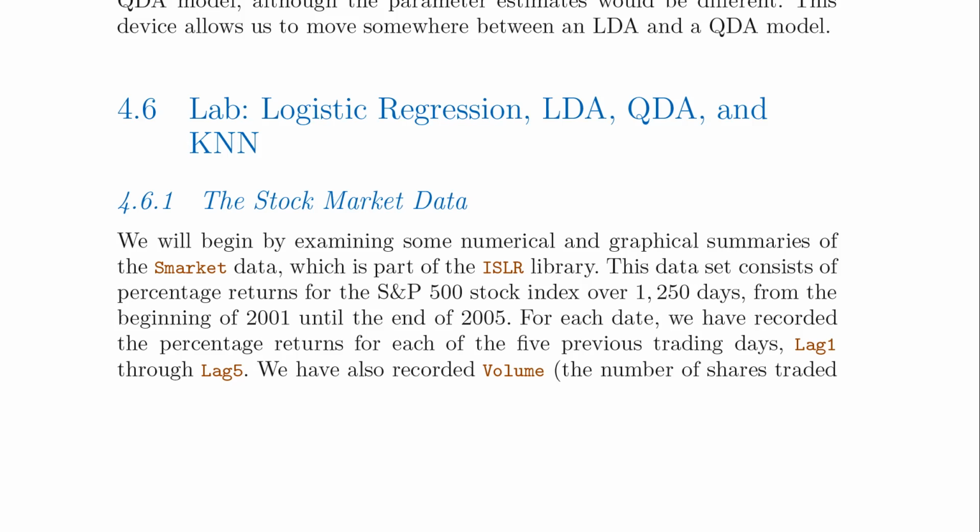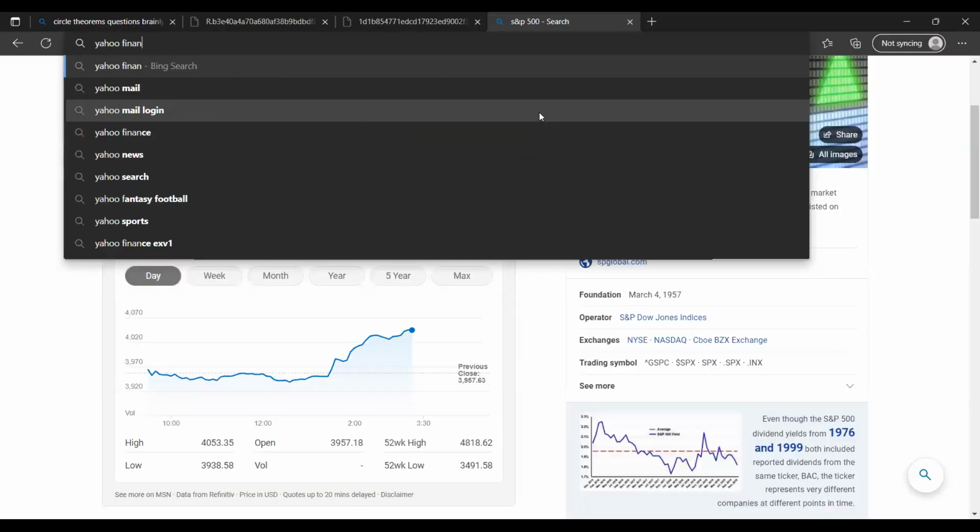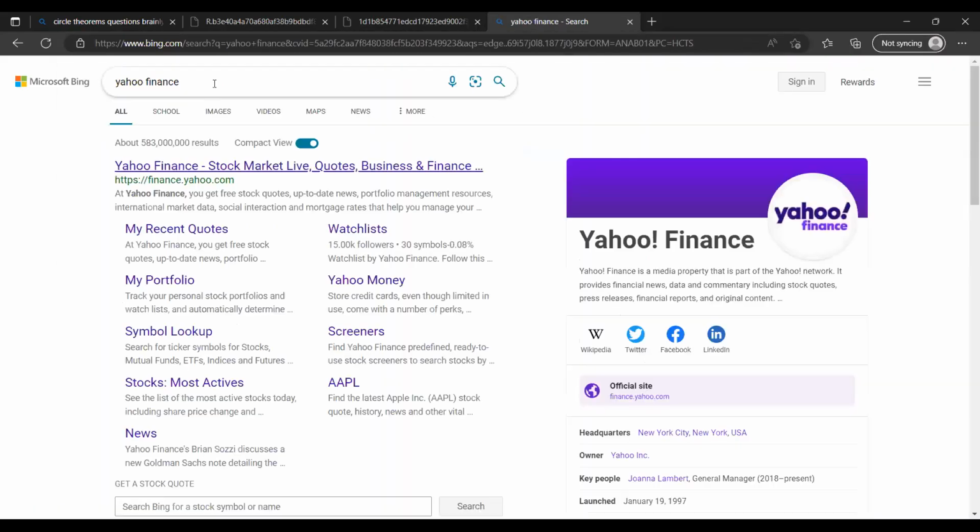So 1 to 5 days. Okay, maybe we didn't record each specific day. Although it does say, for each date in the data set, I guess, we have recorded the percentage returns for each of the 5 previous trading days, lag 1 through lag 5. Again, if we just go into maybe like Yahoo Finance, just see how the S&P is performing.